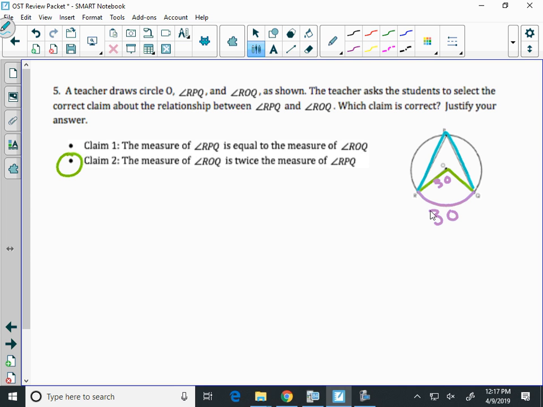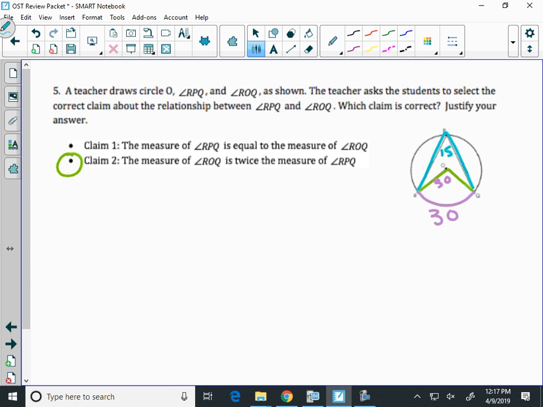What do we know about the inscribed angle in the arc? What would we have to do with 30 to find that inscribed angle? Divide by 2, and 30 divided by 2 is 15. The central angle is twice the amount of the inscribed angle. So kind of play around with it. Pick some numbers and see what you get.